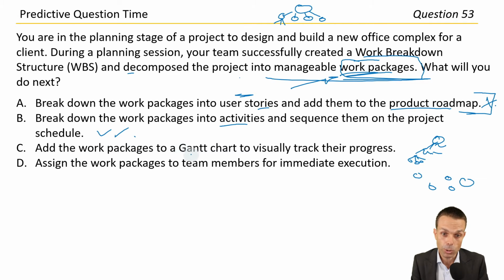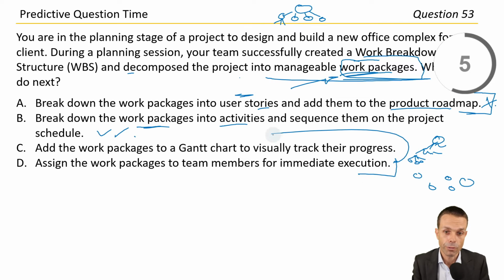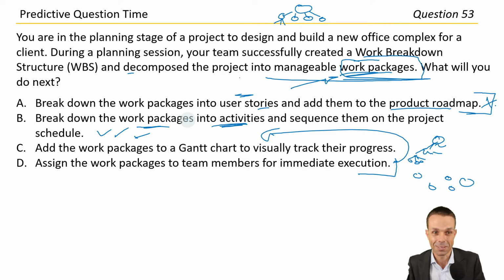Add the work packages to a Gantt chart. I think we can do that, but let's break them down first. Assign the work packages to team members for immediate execution. Again, we can do that, but first we want to break them down into activities. So let's go with answer B.